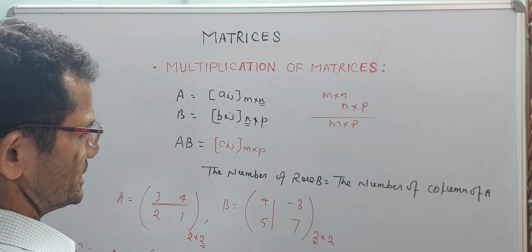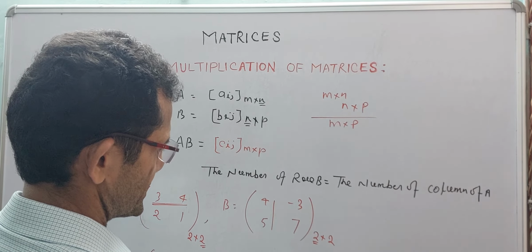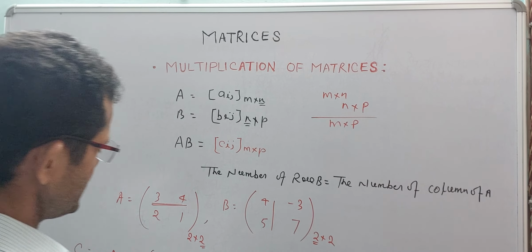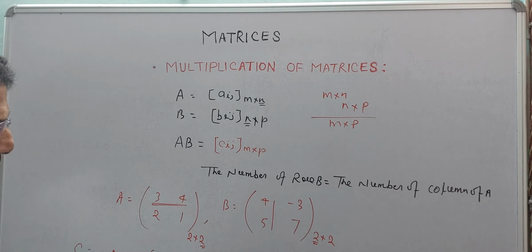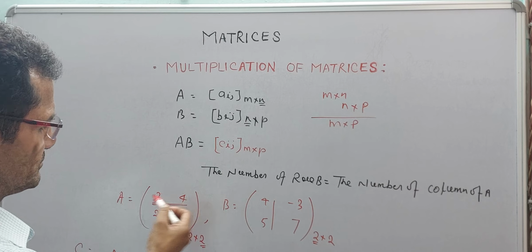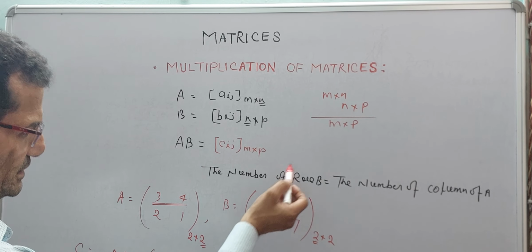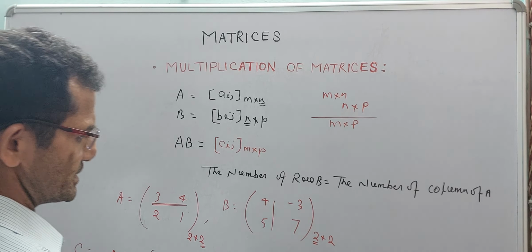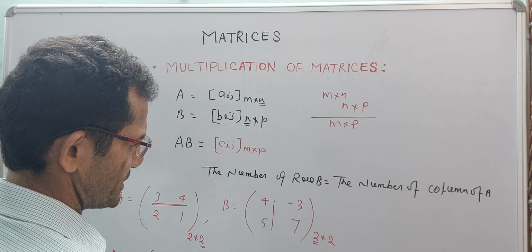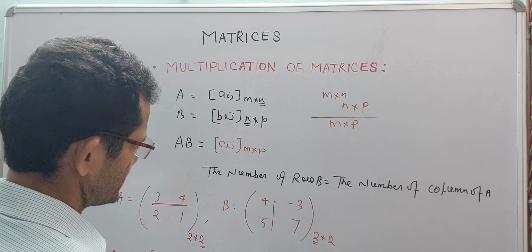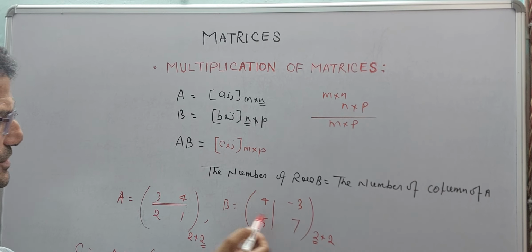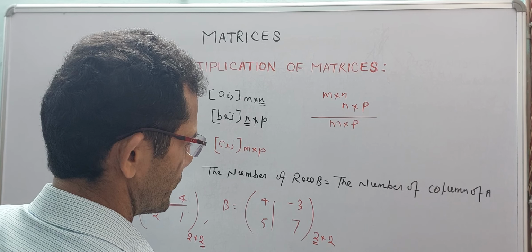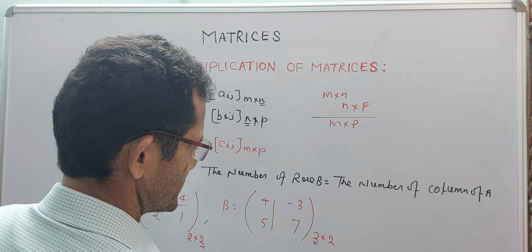Now we calculate this element, the first row and second column. We take the row 3, 4 and this column. So this element becomes 3 into minus 3 plus 4 into 7.